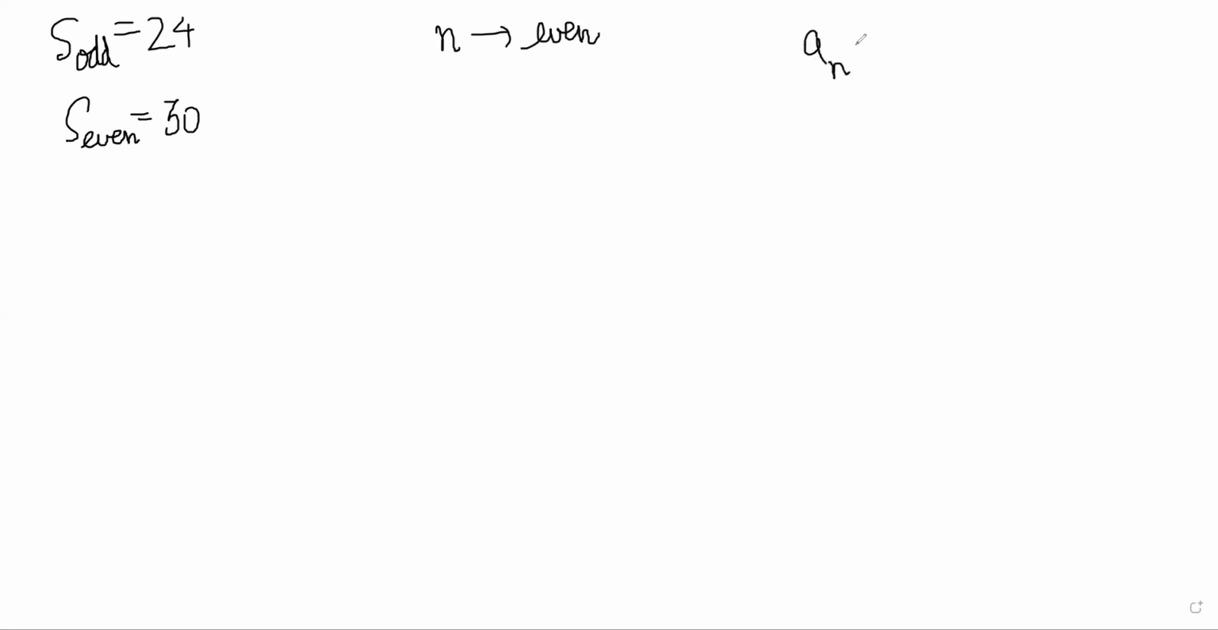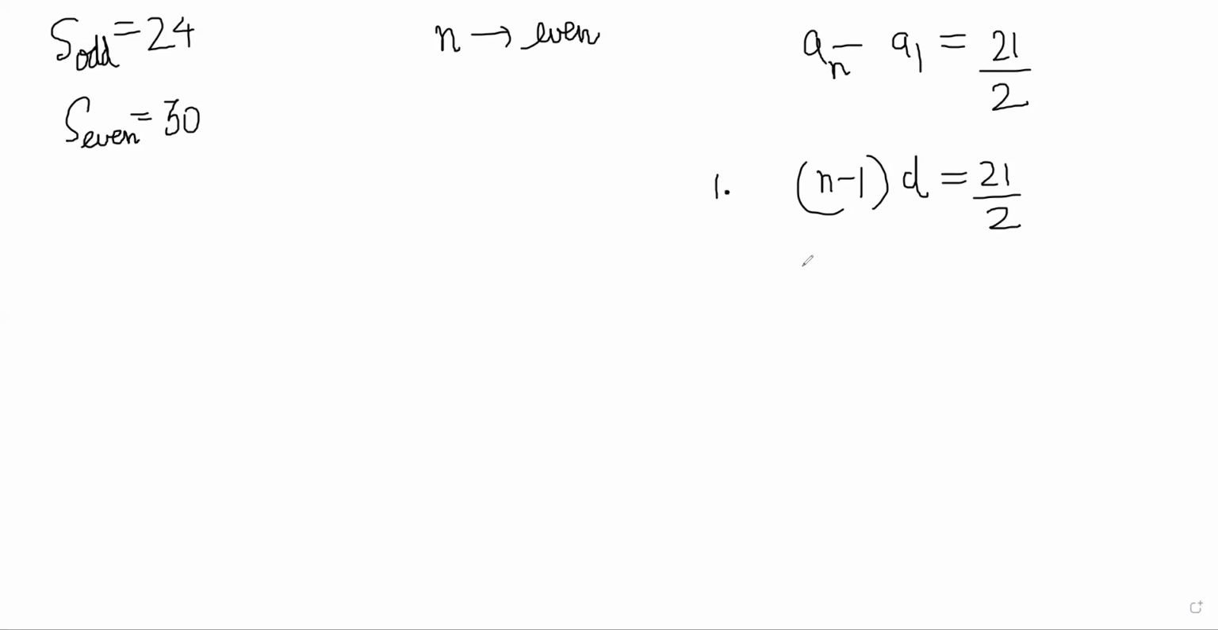Sum of odd terms is 24. Sum of even terms is 30. And number of terms is even. And last term minus first term is equal to 10 and a half. So that is basically n minus 1 into d. a1 plus n minus 1 into d is this, so it is 21 by 2. This is the first equation.